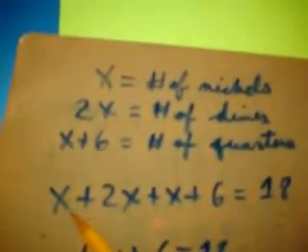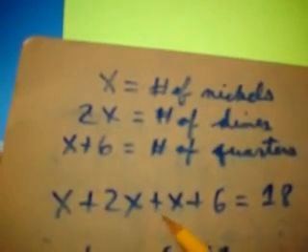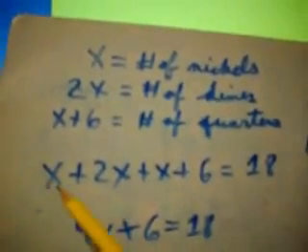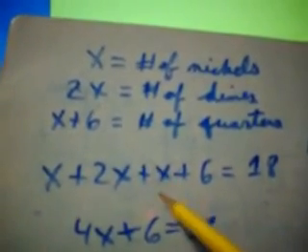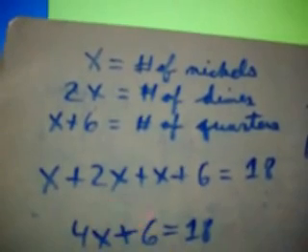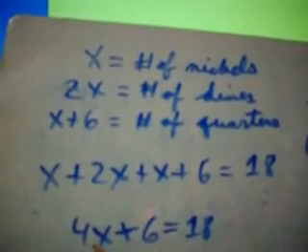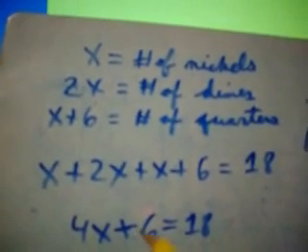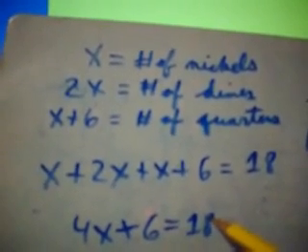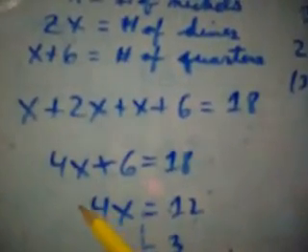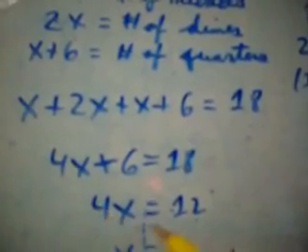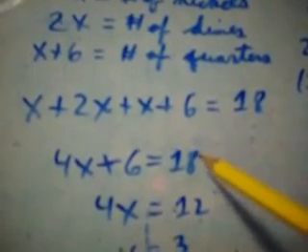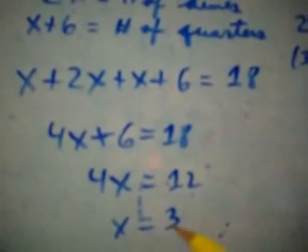Alright, so x plus 2x plus x plus 6 is going to give us a grand total of 18 coins. Let's go down here. x plus 2x plus x plus 6 is going to be 18. Well, x plus 2x plus x equals 4x. 4x plus 6 equals 18. Now we're going to subtract 6 from both sides of this equation. When we do, we have 4x equaling 12 because 18 minus 6 is 12. And so therefore, x equals 3.